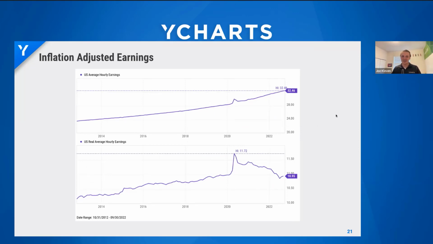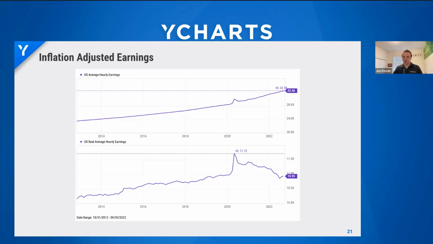And so last but not least, the inflation adjusted earnings chart here. So on the top panel, we have wage growth, which is illustrated by the metric US average hourly earnings, which has for the most part consistently set all-time highs and has grown rather steadily. However, other inflation inputs have risen faster, which has resulted in real average hourly earnings now below those pre-COVID levels. In fact, this 10.95 figure is about the same as it was in June of 2019.